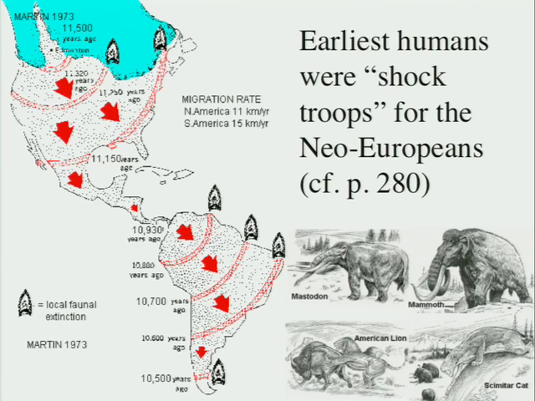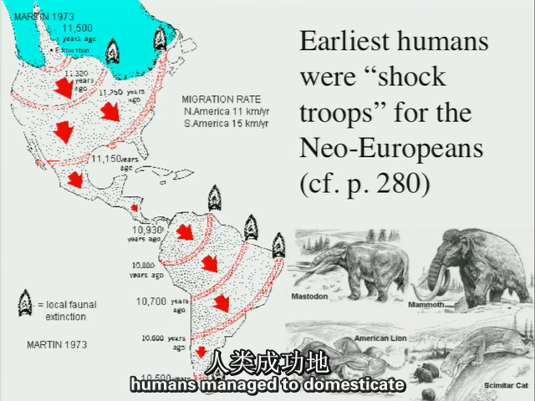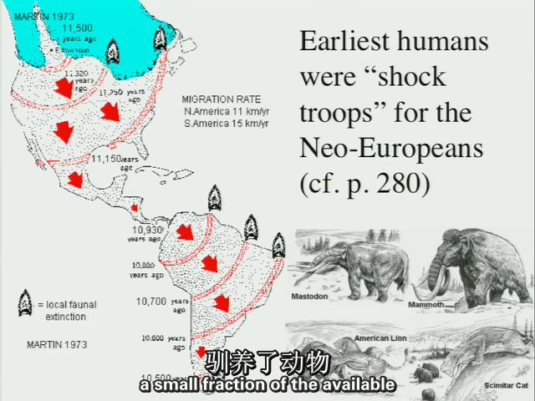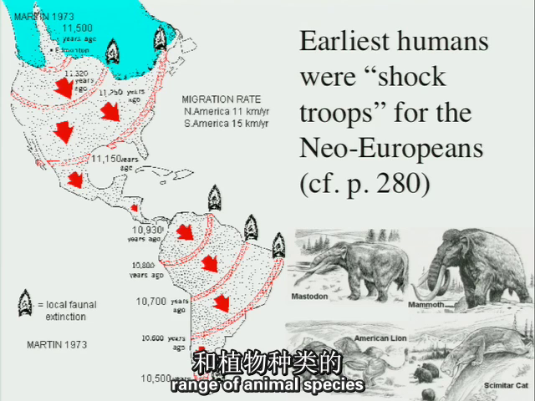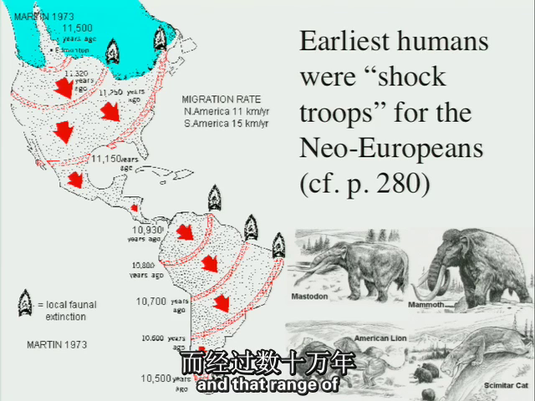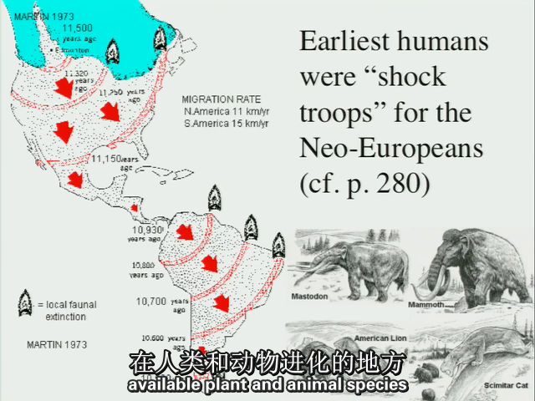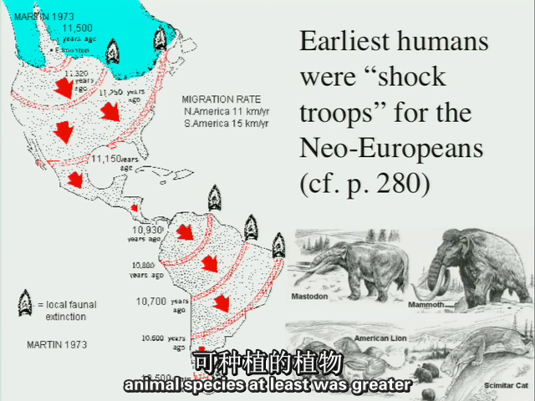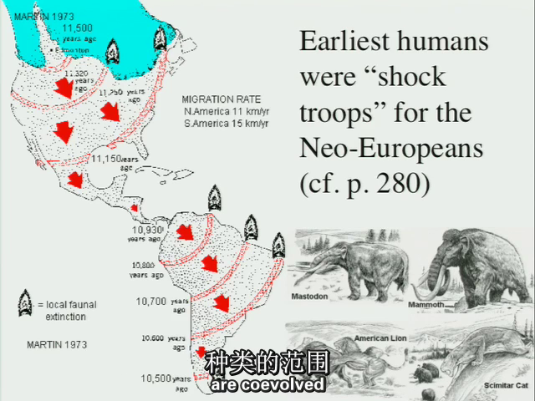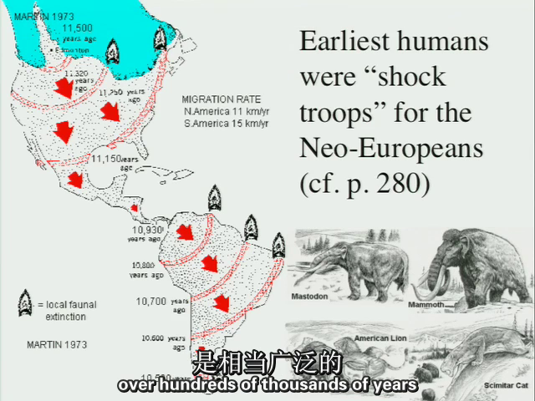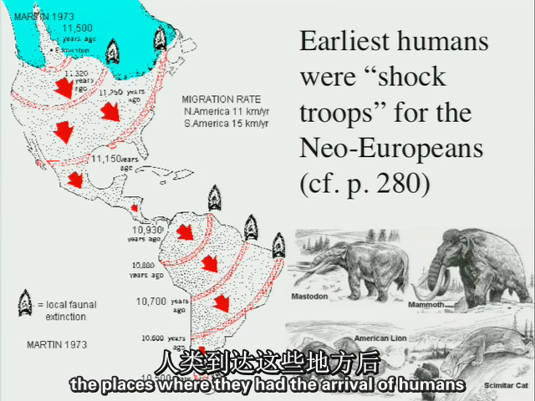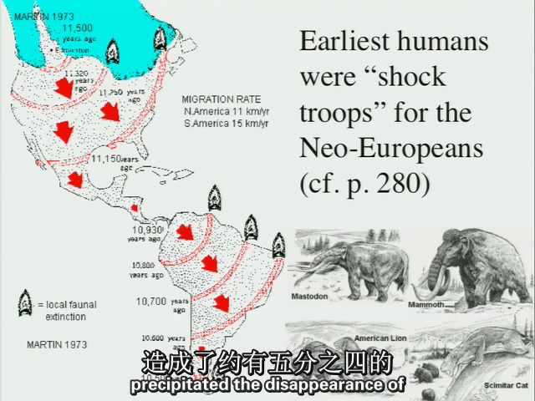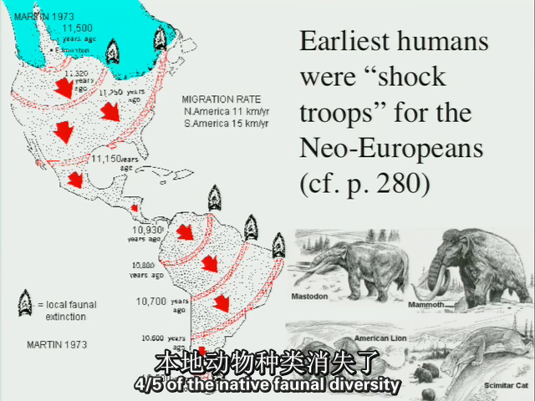It's simply that humans managed to domesticate a small fraction of the available range of animal species and plant species. And that range of available plant and animal species, at least, was greater in places where humans and those animals had co-evolved over hundreds of thousands of years. And the reason for that is that in places where they hadn't, the arrival of humans precipitated the disappearance of 4/5 of the native faunal diversity.